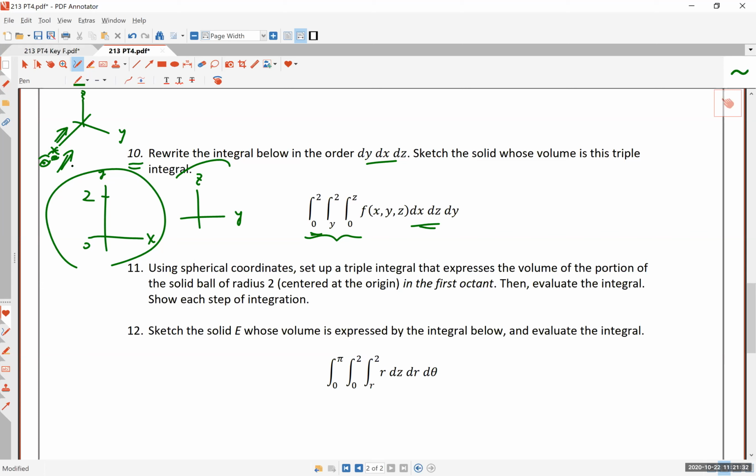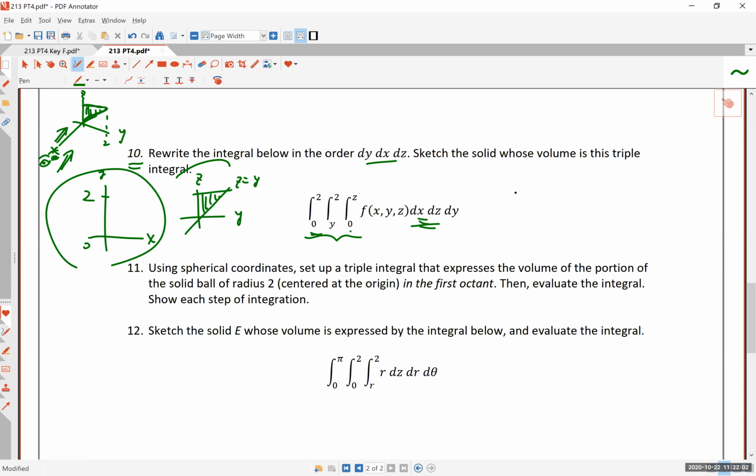And it says z goes from y to 2. So z is equal to y is this line. And z is equal to 2 is this line, right? So it's going to look like this. Okay, that's what you're seeing. And y only goes from 0 to 2. So far you have this. And then x goes from 0 to z, right?